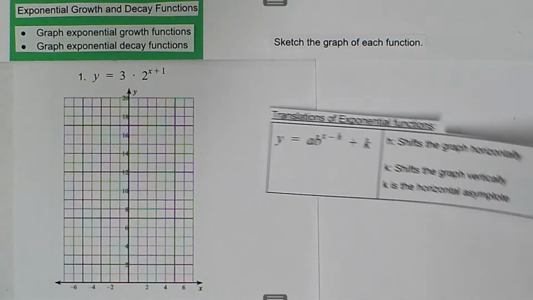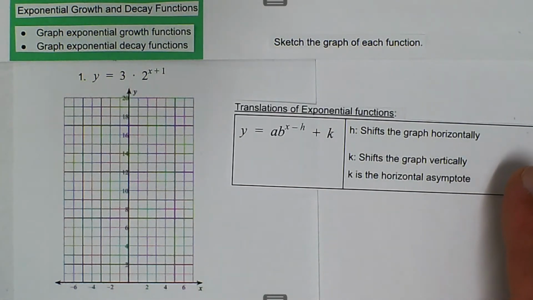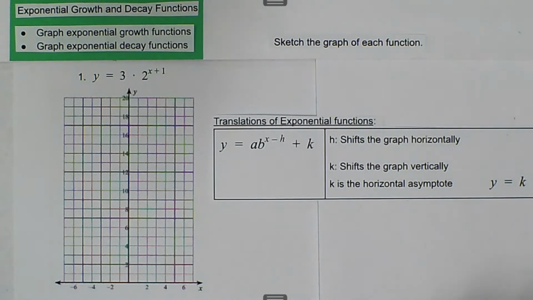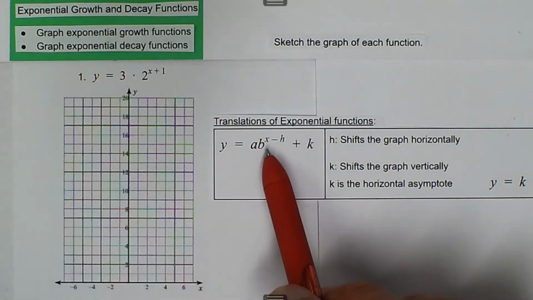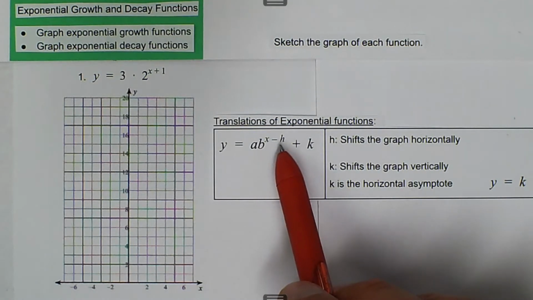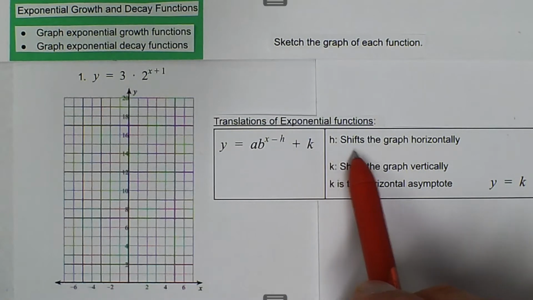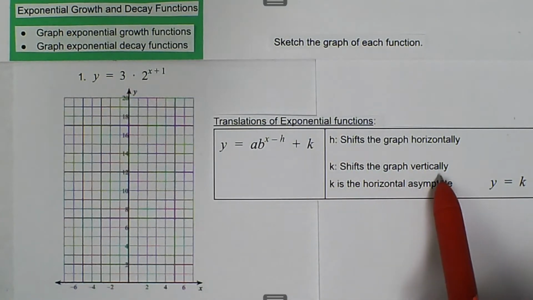We're talking about exponential growth and decay functions, and we want to graph exponential growth functions and graph exponential decay functions. So in the past, we've looked at graphs that have been y equals ab to the x, but now we're adding in a negative h and also a plus k. The h shifts the graph horizontally, and the k shifts the graph vertically.